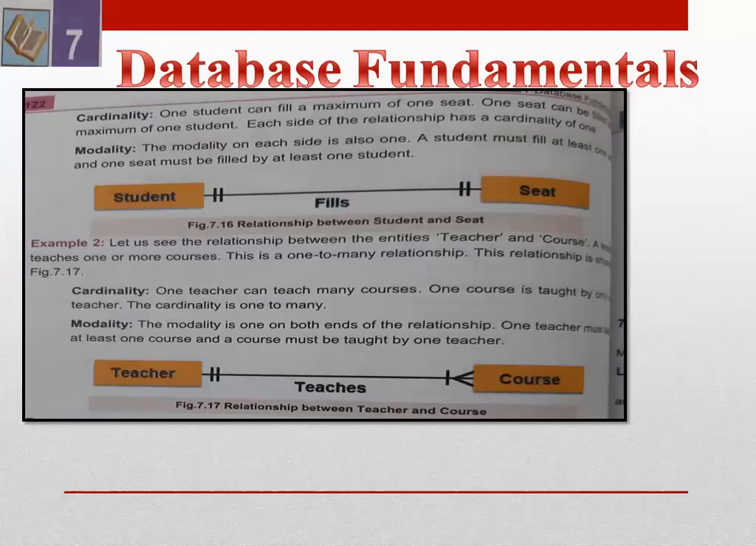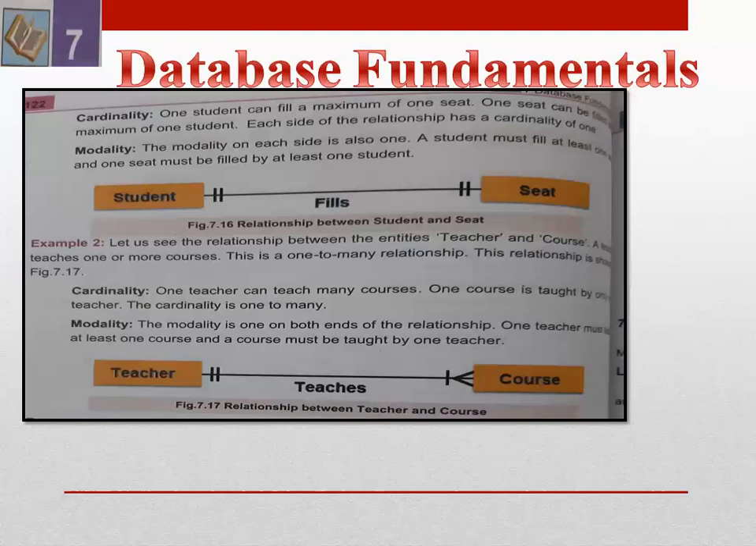In teacher and course, you can view the cardinality. One teacher can teach many courses, but one course is taught by only one teacher. So here the cardinality is one to many. At one time, only one teacher can teach one course. So the relationship between the teacher and the courses is one to many.